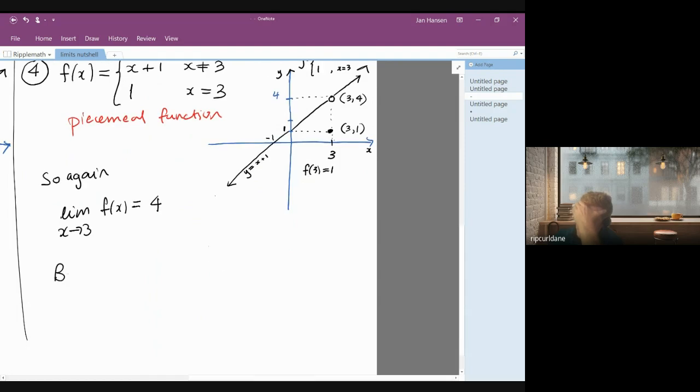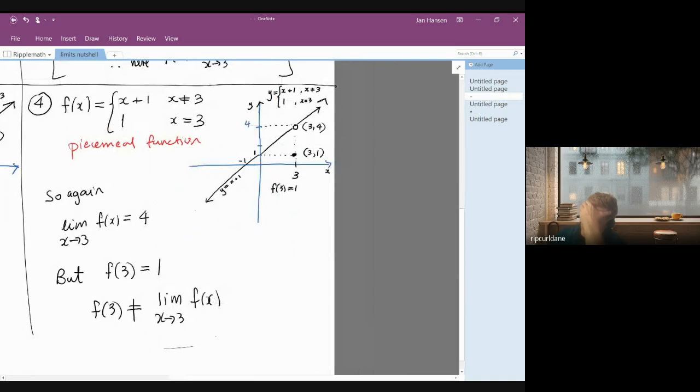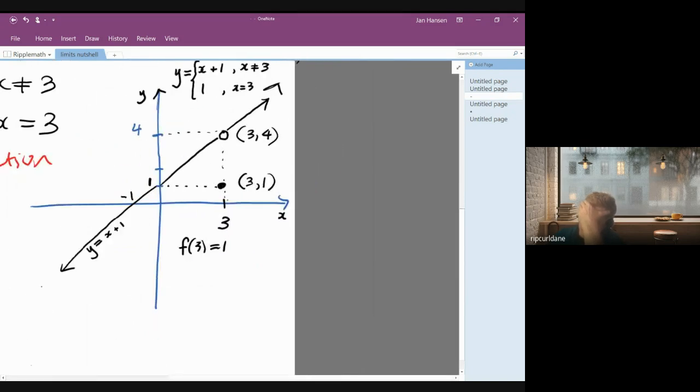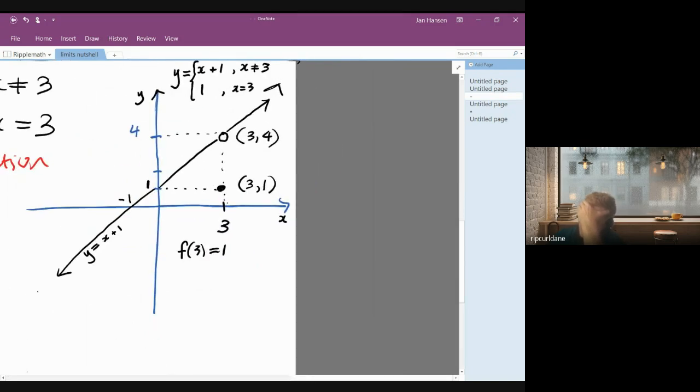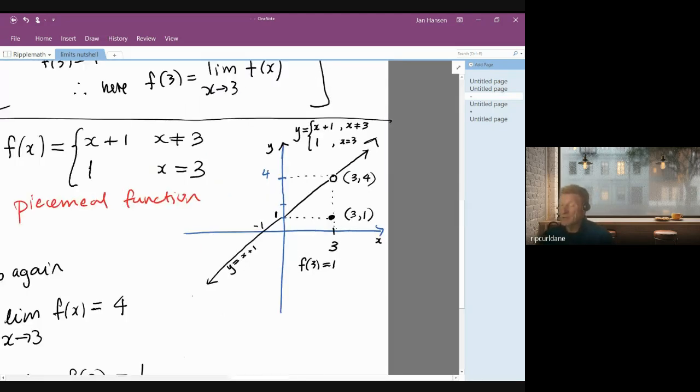But f of 3 is equal to 1. And so that means f of 3 does not equal the limit as x approaches 3. So it's not continuous there. That's a mathematical way of proving that. We already know it's not continuous. We can see it here. You can't draw that picture without lifting your pen off the paper.